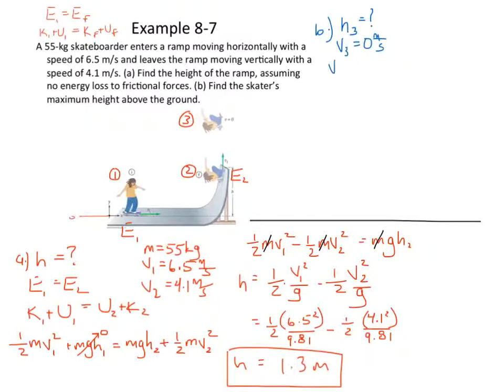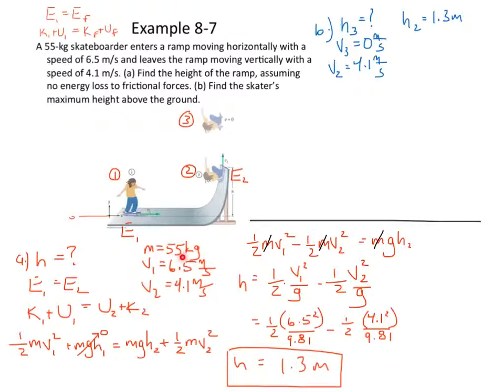The velocity at 2 was 4.1 meters per second, and the height at 2, we just solved for that, that was 1.3 meters. We can also write down the mass of the skateboarder as well. We have it written here too. But as you recall from last time, it's very possible that that may just cancel out. So we'll see what happens.